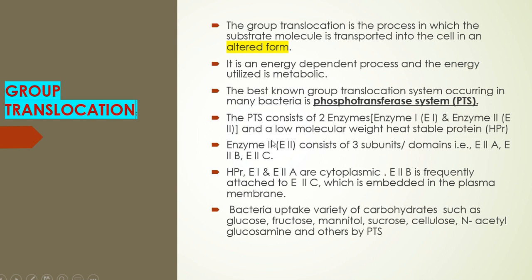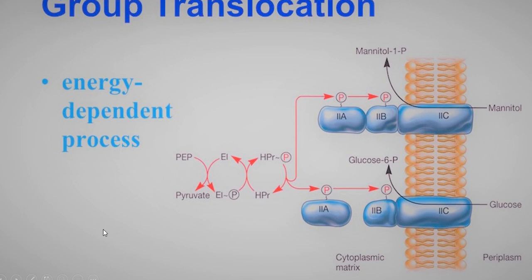So coming to their locations, I will tell you by showing the figure, then you will come to know it very well. So here is the figure of the group translocation. This obviously, I think you know, is the plasma membrane of the bacterial cell. And then these blue colored ones represent enzyme 2, where I told you enzyme 2A, 2B and 2C. And here is enzyme 1. And here is the HPr protein. What is HPr? Heat stable protein, which is a very low molecular weight protein.